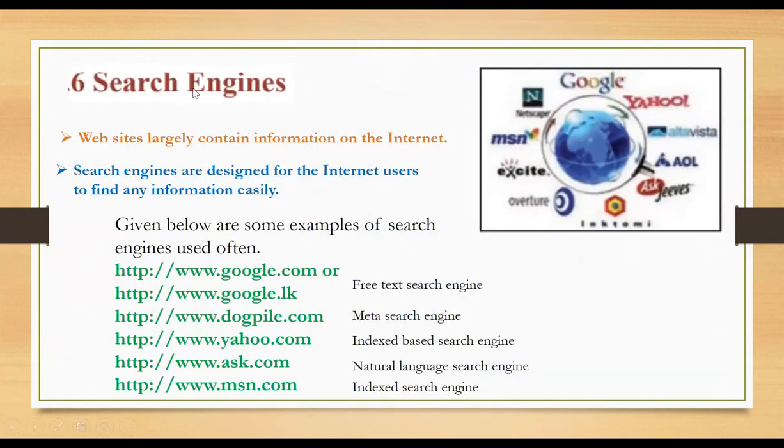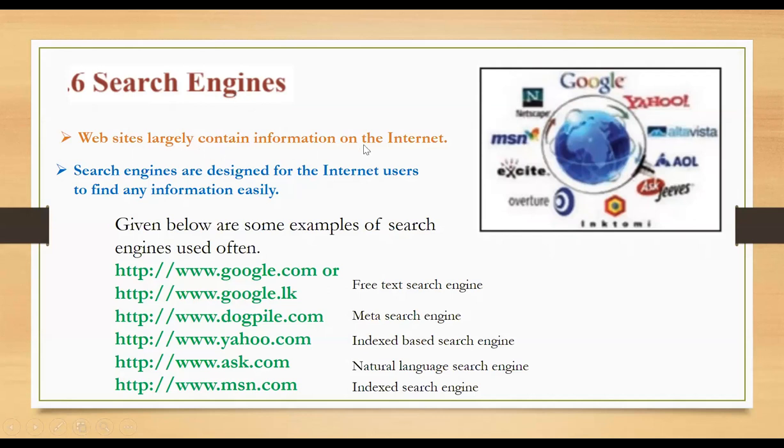Sixth one, search engine. This is very important, right? First of all, if you want to go to the internet, you should click on the browser. Then after that, you can get the help of search engines. With the help of a search engine, you can easily get the information you need from what is on the World Wide Web, right? So normally you are using search engines.